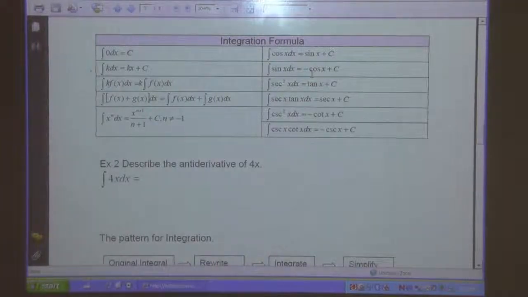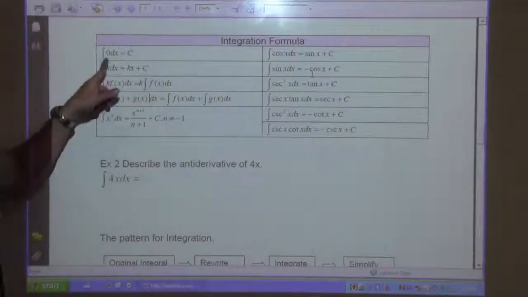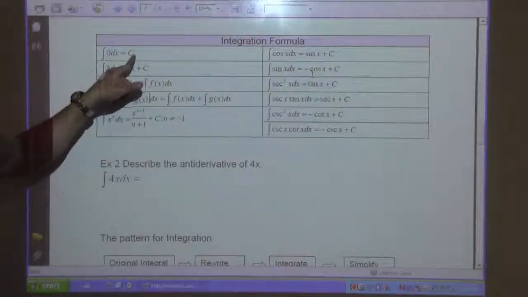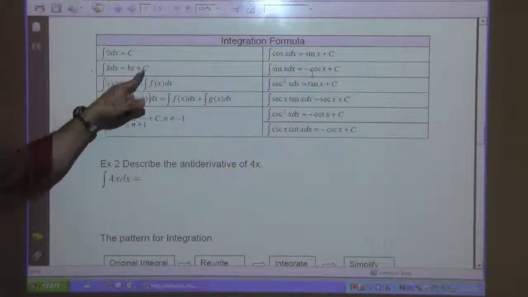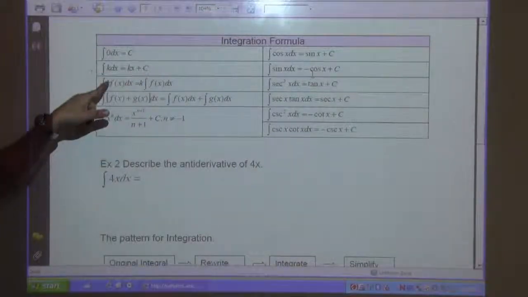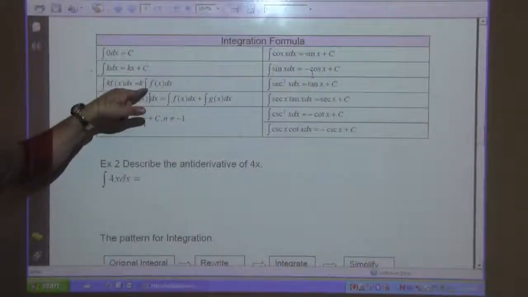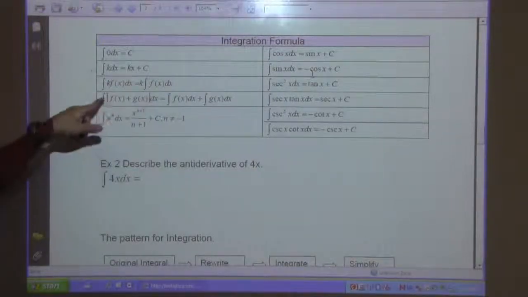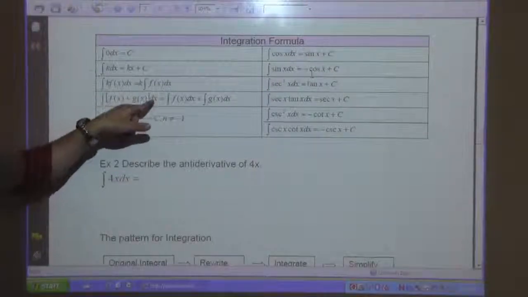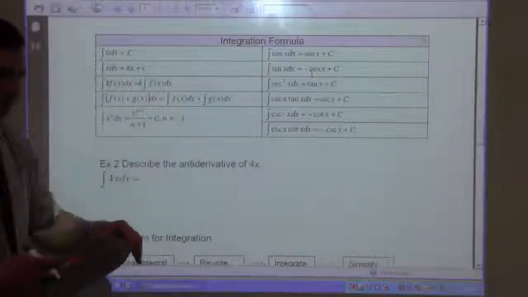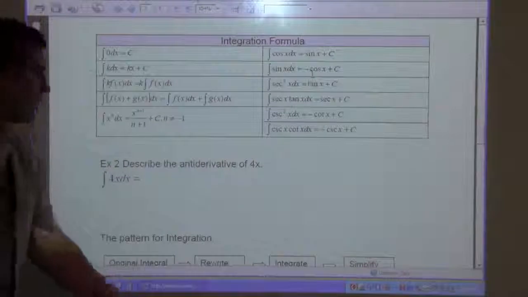So with that in mind, we have the integration formulas. The integral of nothing dx is a constant. The integral of k dx is kx plus c. The integral of k times f of x dx, you can factor the k out and you have k times the integral of f of x dx. The integral of f of x plus g of x dx is the integral of f of x dx plus the integral of g of x dx.